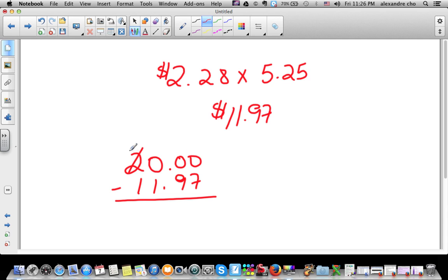And let's borrow. 2 becomes 1, that becomes a 10, which becomes a 9, that becomes a 10, which becomes a 9, that becomes a 10. So that's 8.03. So $8.03 is how much she gets in change.